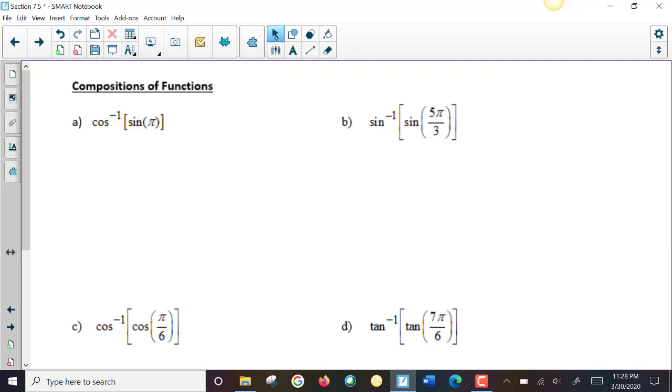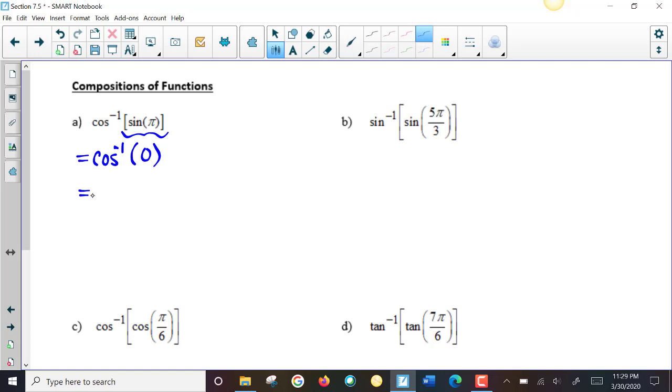What do we do? We start on the inside first. So we're trying to evaluate this and give an exact value. Yes, you could punch that in a calculator, but we want our exact value. So we start on the inside. So the sine of pi. Looking at your unit circle, sine is the y coordinate, so that is going to be 0. And now we're saying, what's the inverse cosine of 0?